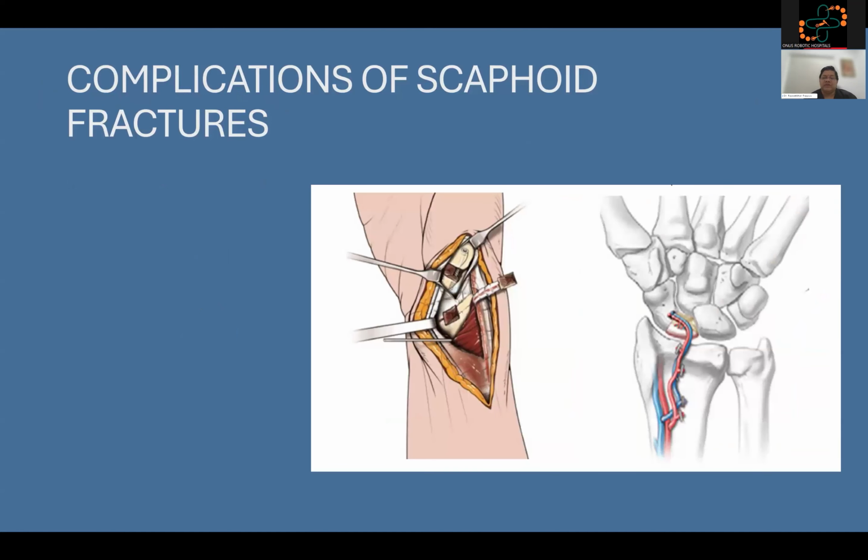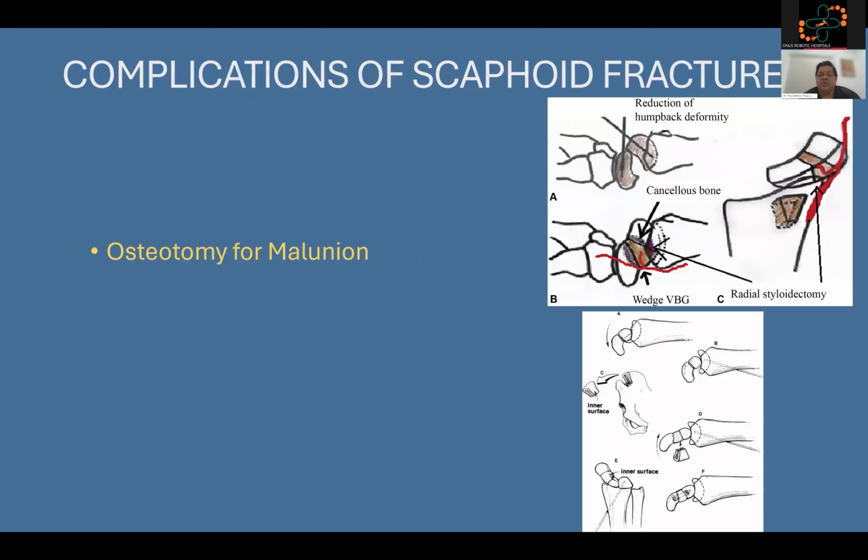But when there is arthritis, you have to decide how severe the arthritis is. If the arthritis is severe, you have to do a proximal pole scaphoidectomy, and you do a perilunate fusion, an intercarpal fusion, where the scaphoid is fused with the trapezoid and capitate bone. That will give some stability to the wrist.